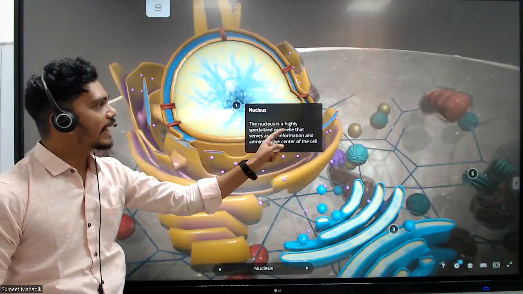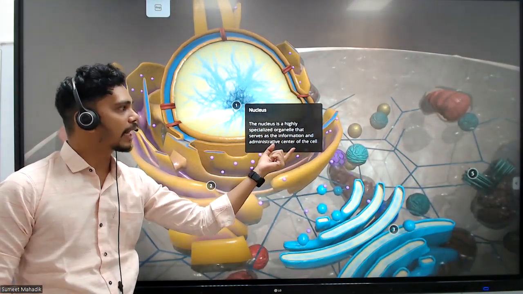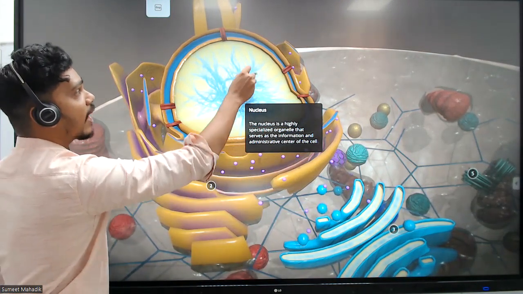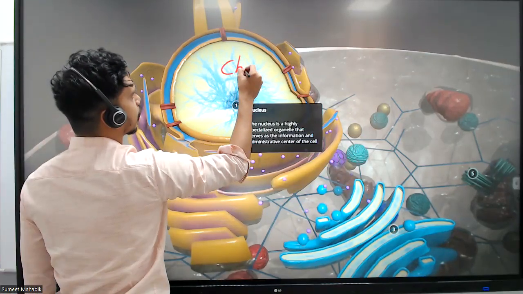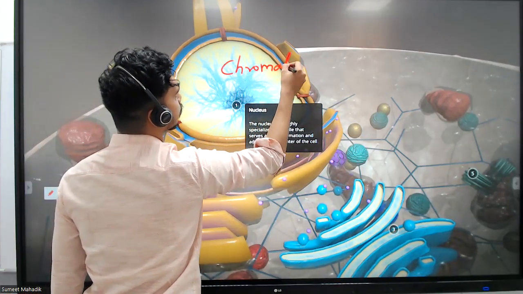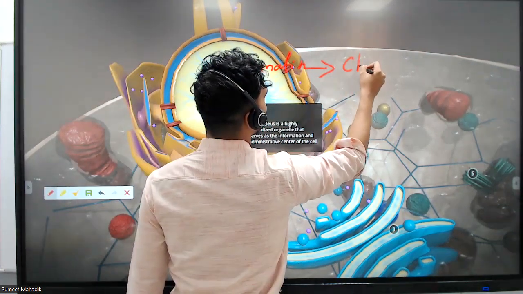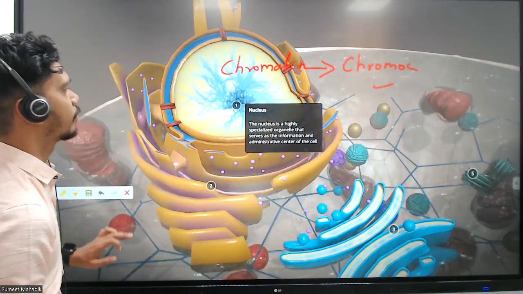The nucleus is a highly specialized organelle that serves as the information and administrative center of the cell. Why? It has a fiber. What is this fiber called? Chromatin. Very good. And this chromatin thread-like structure forms further chromosomes. Very good. Okay. That is very important.